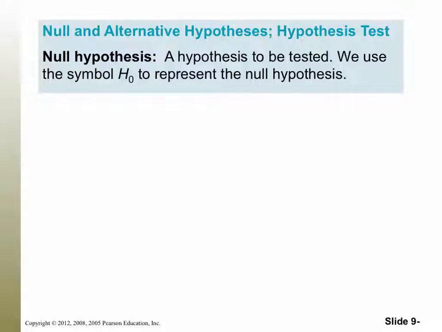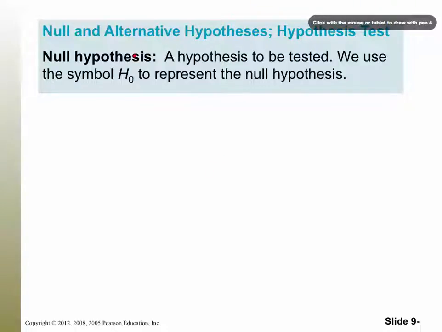It's like our conjecture. It's like we're wondering if this is true. We're not quite sure, but we're going to test to see if something is true or not. Okay, so the null hypothesis is something to be tested. It's a theory or a conjecture to be tested. And so H0, this is important, H naught, this is H naught.